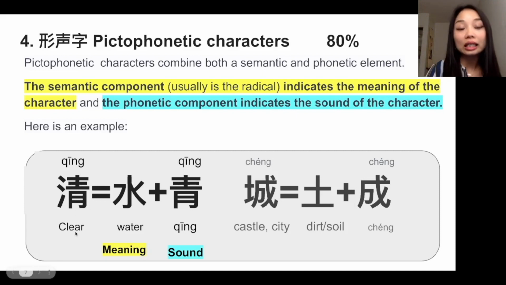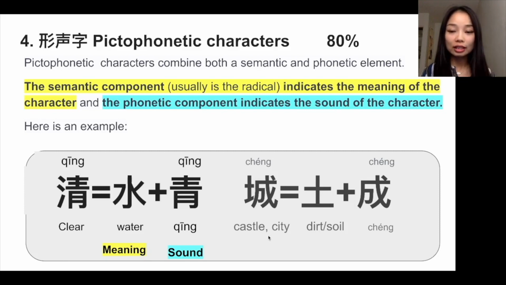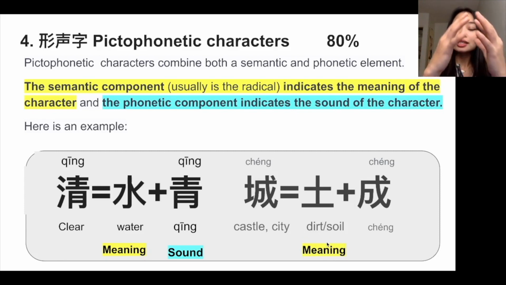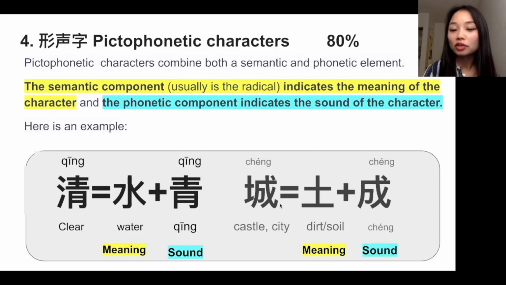The meaning is clear, something to do with water. Another example, this character chen means castle or city, okay? It has the dirt or soil radical to provide something to do with soil. Imagine you have a lot of soil, you use soil to build a city, to build a castle. This part, chen, provides the sound of this whole character. So this final character means castle or city, and the pronunciation is based on this one, chen, okay?